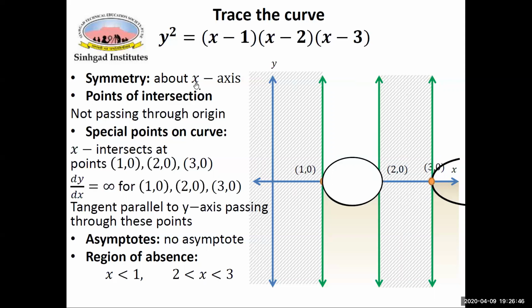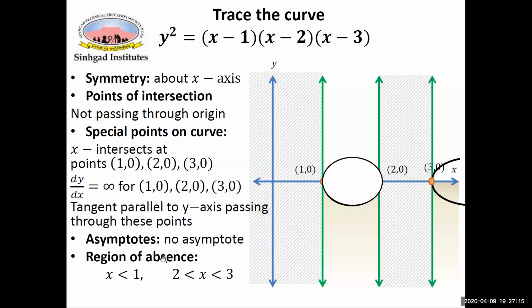Now, asymptote. Curve is symmetric to the x-axis. At first sight, you can see there does not exist any value of x for which y becomes infinity, and the coefficient of y square is 1. Hence, there is no asymptote. In the previous problem, we saw there was an asymptote x equal to a. But here, asymptote does not exist, because there does not exist any value of x for which y is infinity. So your curve will not have an asymptote.